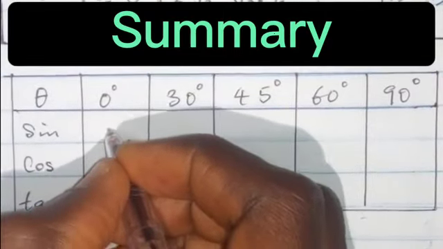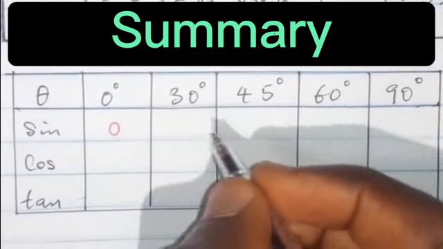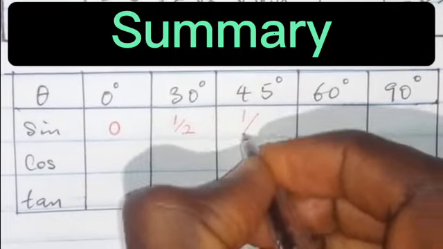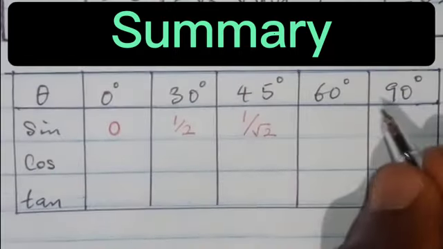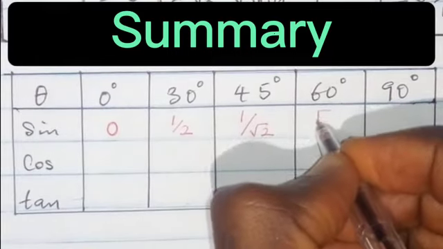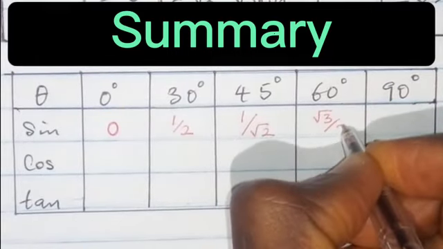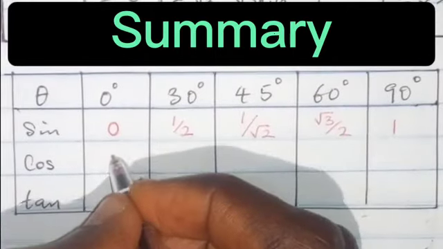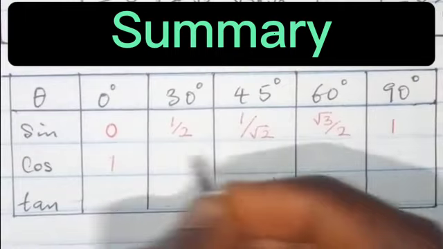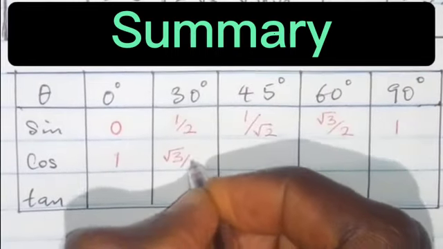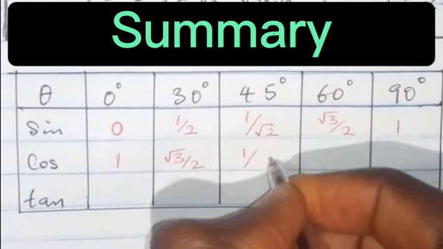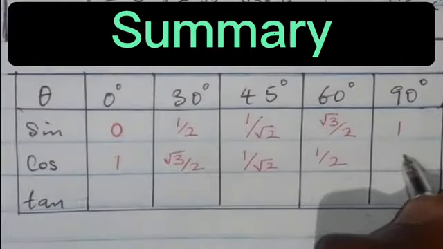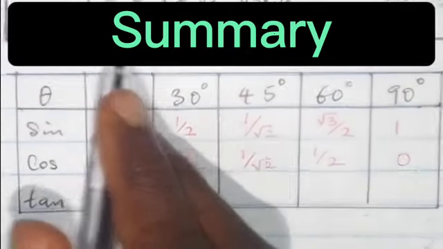So for this one, we have 0, and sin 30 is 1 over 2, sin 45 is 1 over square root of 2, sin 60 is root 3 over 2, and sin 90 is 1. So just interchange the values. cos 0 is 1, cos 30 is root 3 over 2, cos 45 is the same thing, 1 over square root of 2, and for this one, cos 60 is 1 over 2, and cos 90 is 0.